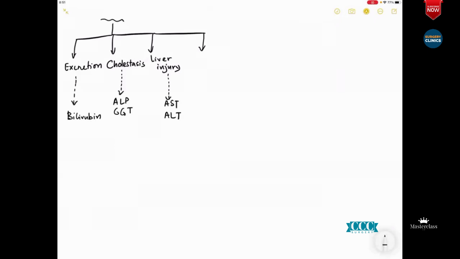Okay. And last one, can you tell me any factor for the synthetic ability of the liver? That means the albumin. Good, very good. Not only albumin, sir. It is prothrombin. Very good. And PT INR, prothrombin time or an INR.